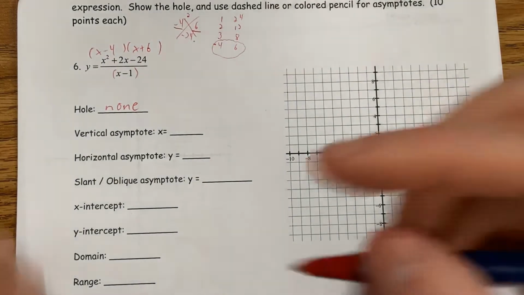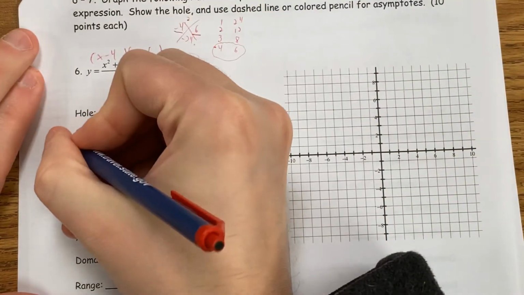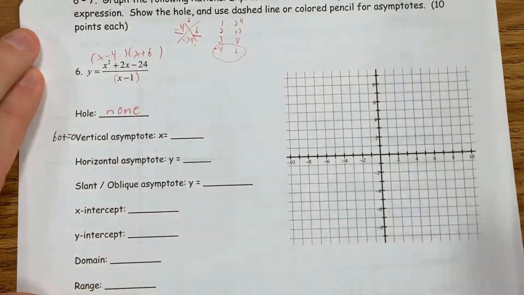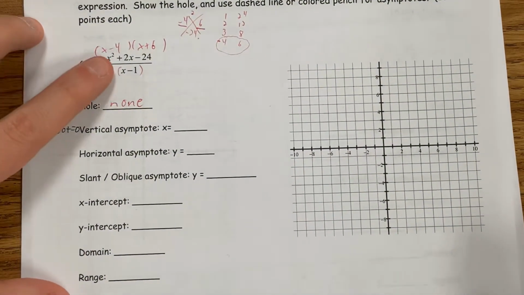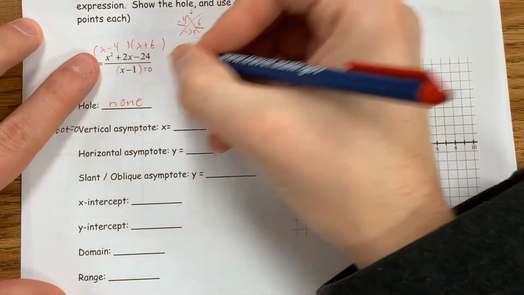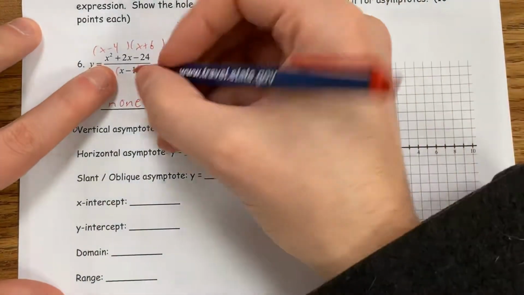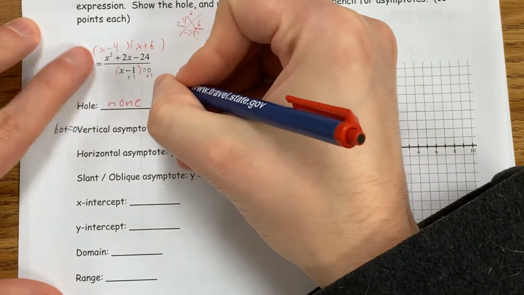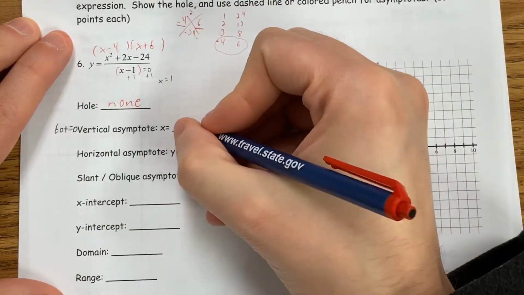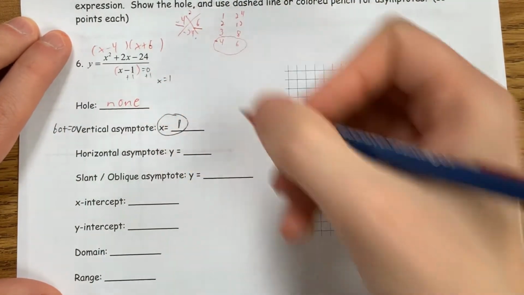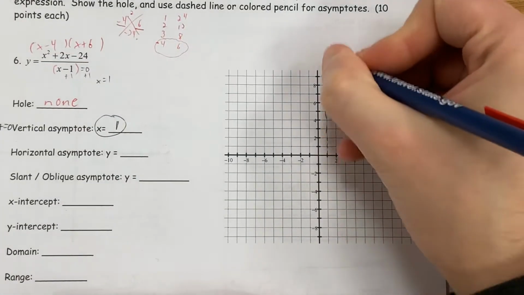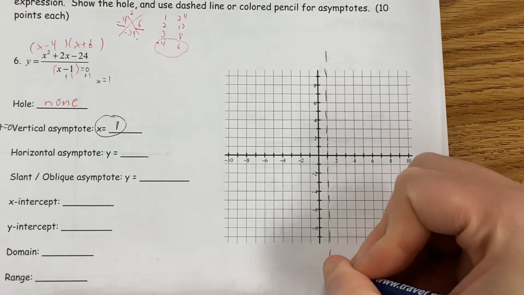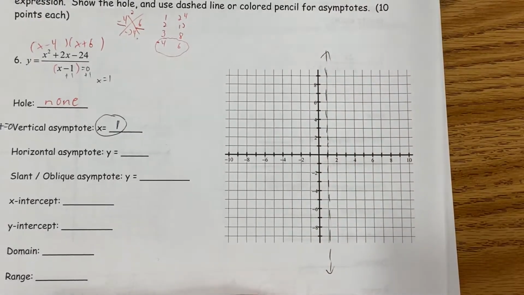Vertical asymptotes. Vertical asymptotes happen when the bottom equals 0. So let's go see, if the bottom is equal to 0, what happens? If you set the bottom equal to 0, you would add 1 to both sides and get x equals 1. So there you go. Vertical asymptote at x equals 1. So I'll go ahead and draw that. Vertical at x equals 1.